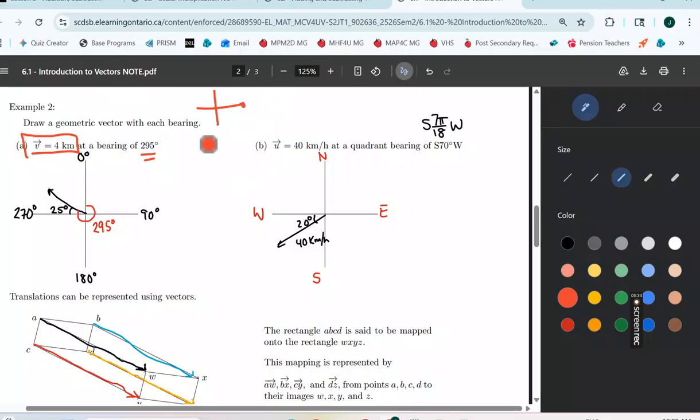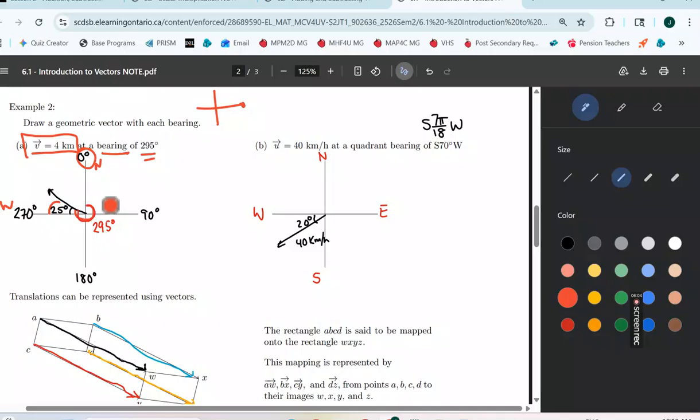Now, when we're talking about a bearing of 295, we're going to start at 0, which is going to be due north. 295 goes all the way around starting from north. Okay, so now drawing a geometric vector with each bearing. So this vector needs to be 25 degrees going north west.